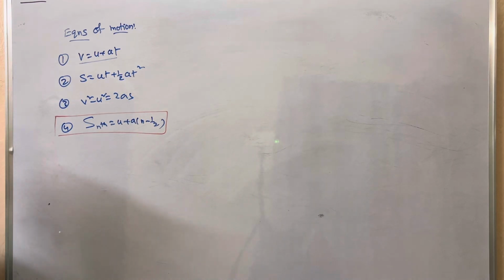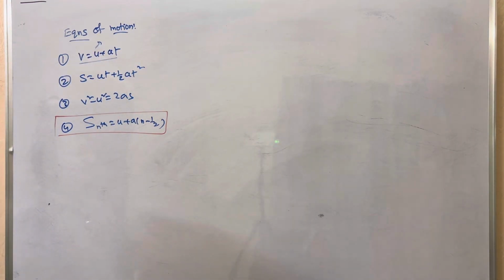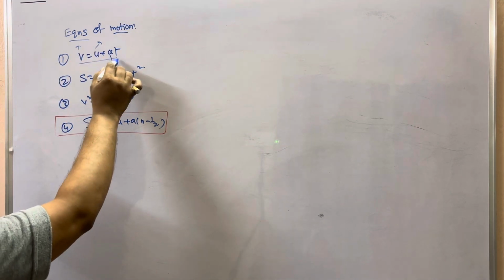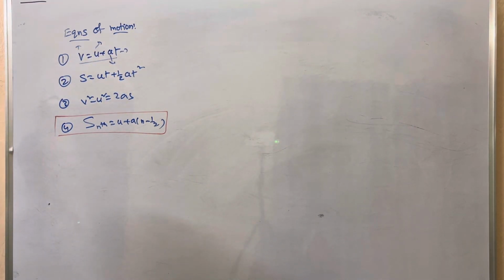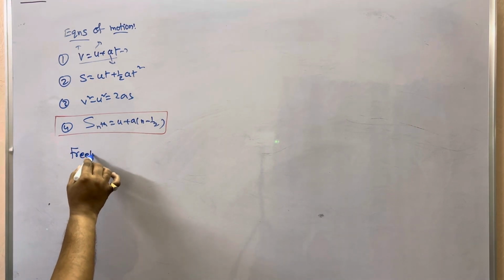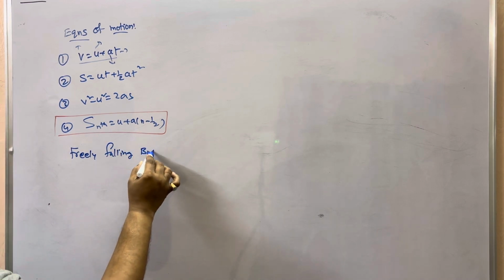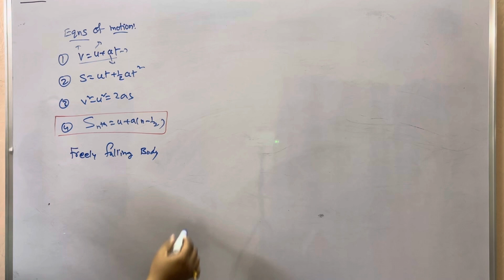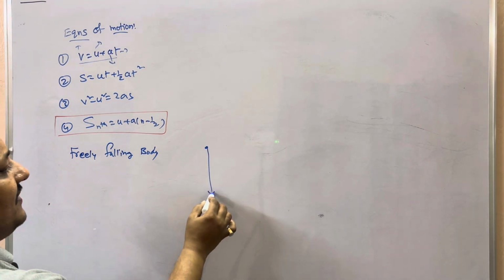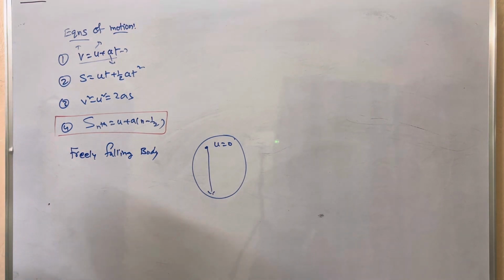So these are the equations of motion, where U is initial velocity, V is final velocity, A is acceleration, T is time. How are these equations of motion going to change in the case of a freely falling body? What does freely falling body mean? Any object which is dropped from a certain height is a freely falling body.